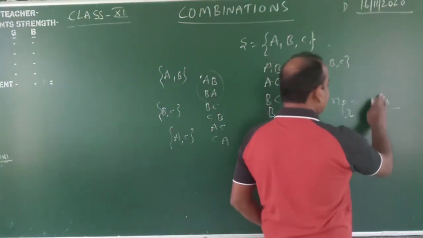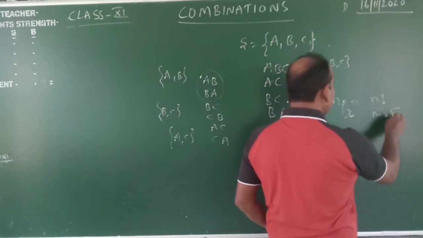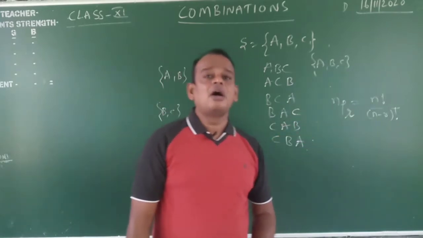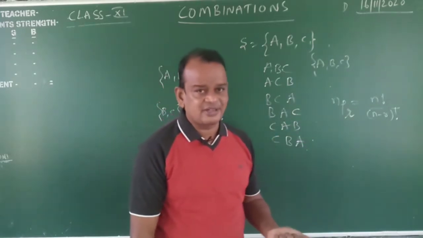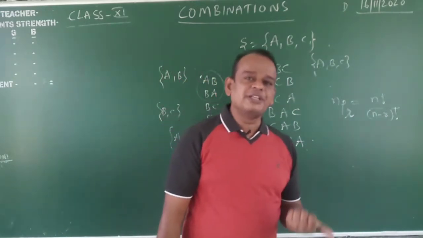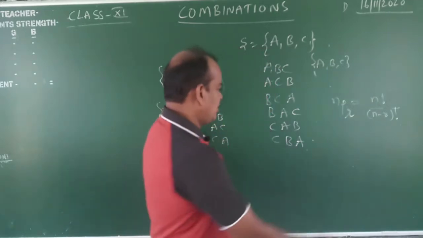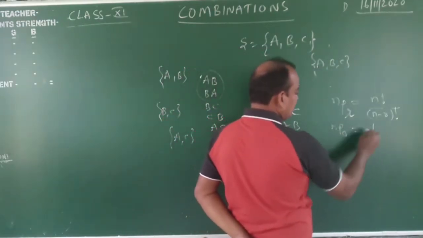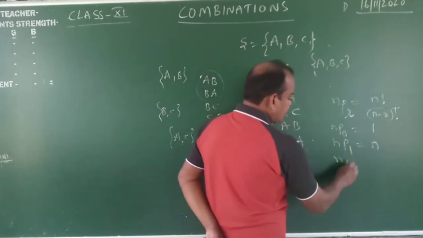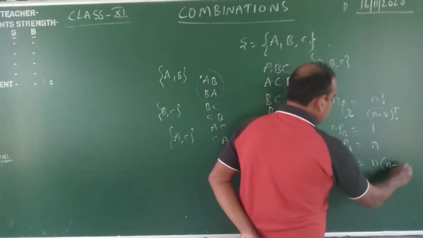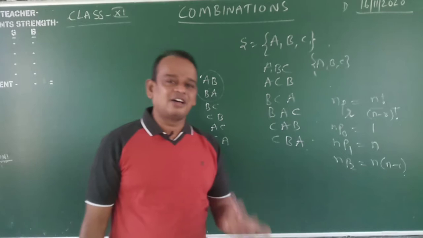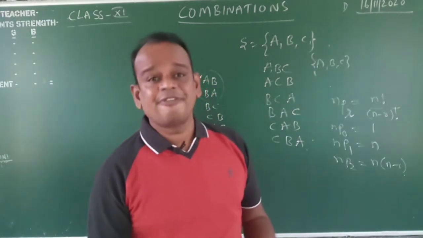nPr equals n factorial by n minus r factorial. Already explained, nPr contains r factors. nP0 means 1, nP1 means n, nP2 means n into n minus 1. Already explained before: nP0 means 1, nP1 means n, nP2 means n into n minus 1, nP2 is a product of 2 terms. nPr means a product of r terms, r factors.